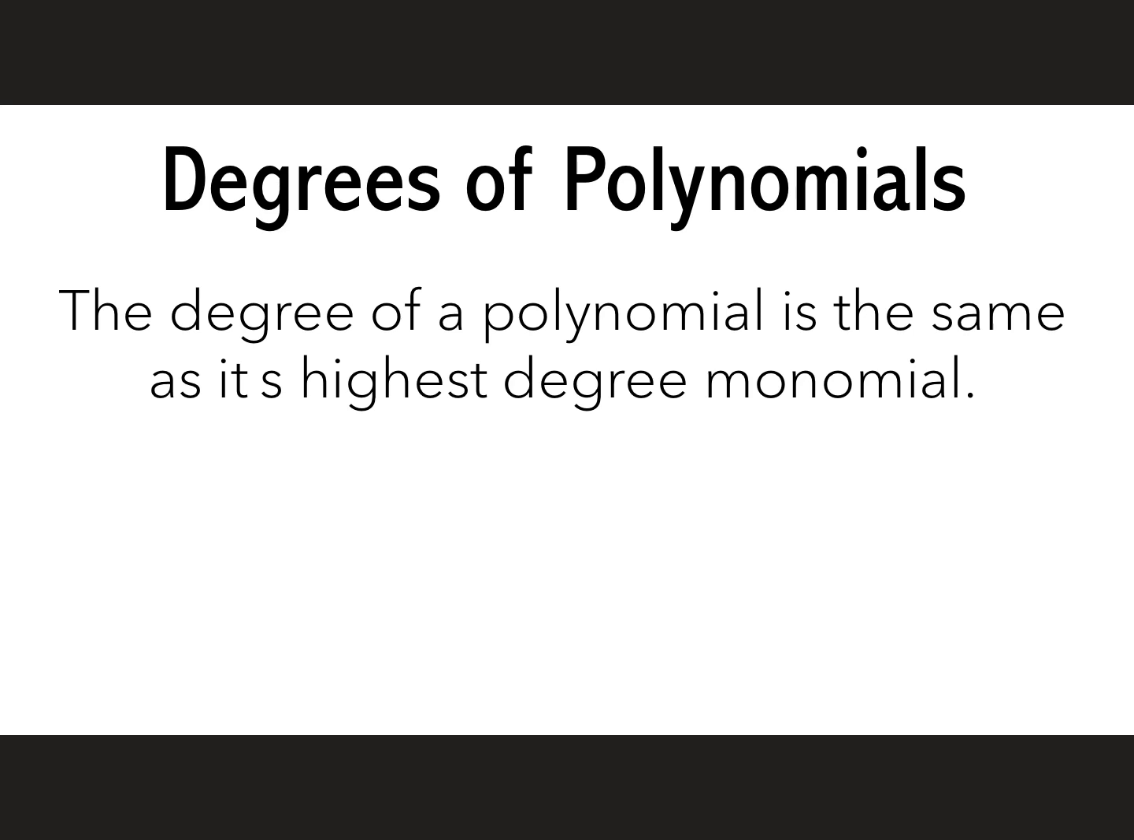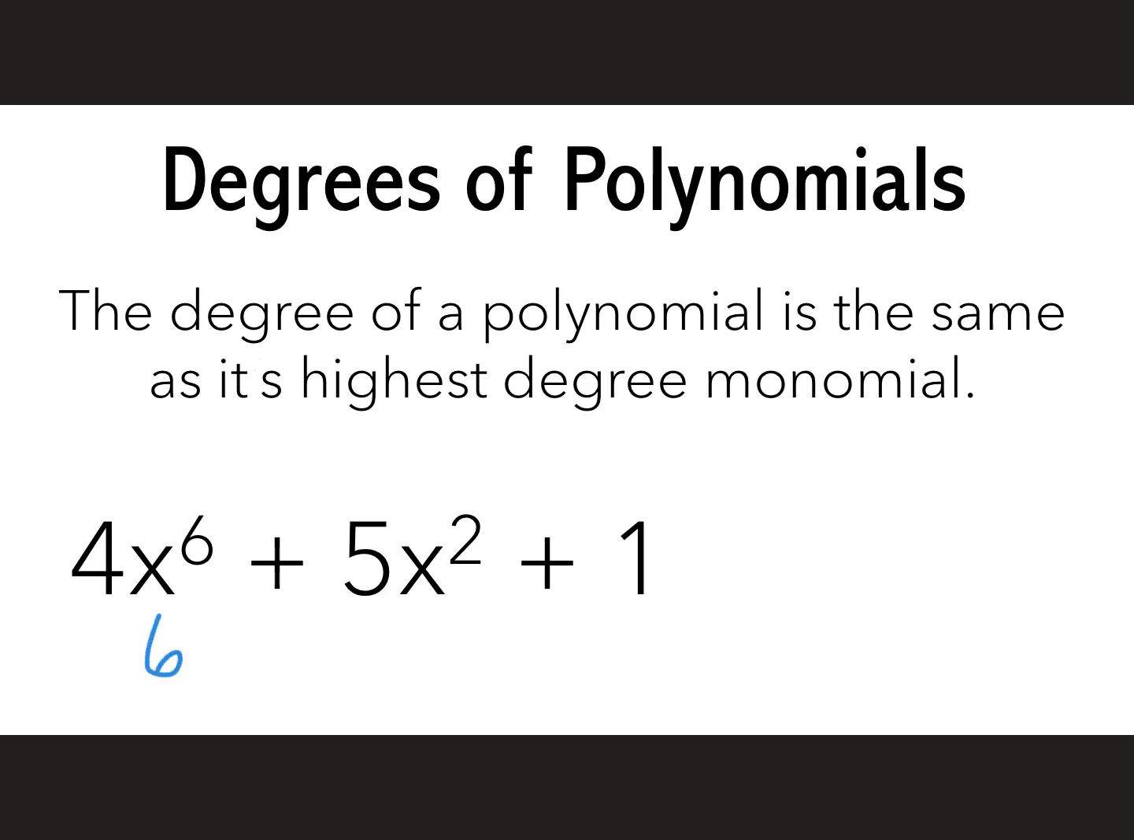The degree of a polynomial is the same as its highest degree monomial. Take a look at this one. What are the degrees of the different terms? Well, the first one is 4x to the power of 6. That's a degree of 6. The next one is 5x squared. This is a degree of 2. And what's the degree of a constant of 1? 0. So out of those three terms, which one has the highest degree? The first one. And so the entire polynomial is said to have a degree of 6 because its highest term is a 6.